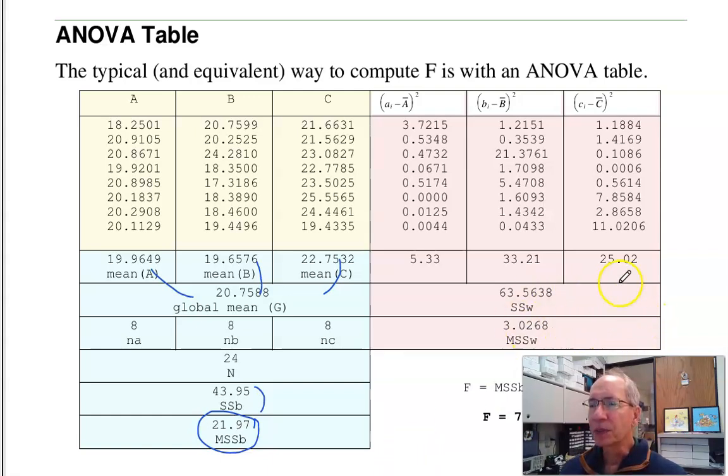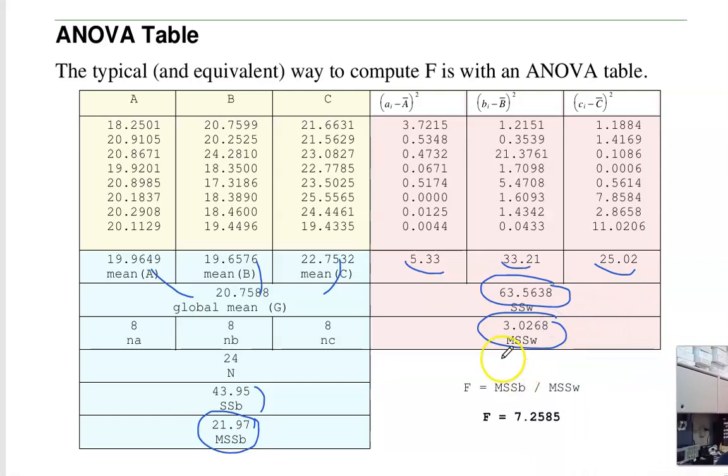Mean sum within columns. I take each A minus the mean of A, and square it. I get all these numbers. Add them all up, I get the sum of A_i minus A bar squared. Likewise for B, likewise for C. Add these together, I get the sum squared within columns, 63. Divide by n minus k, 24 minus 3, divide by 21. I get 3, mean sum within columns. The F score then is the ratio of these two, 7.25.